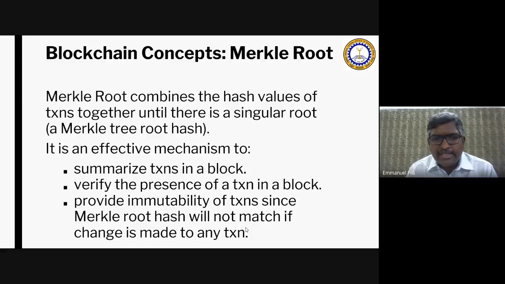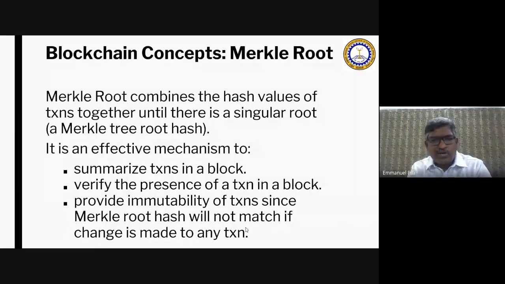It's an effective mechanism to summarize transactions in a block. Different transactions are there, and they have their individual hash values, and you keep on combining the hash values so that finally you get a singular root for the whole tree. That is what is called the Merkle tree root hash. This helps us to summarize the transactions, verify the presence of a transaction in a block, and provide immutability of transactions. That means you can't change those transactions, because the Merkle root hash will not match if any change is made to any transaction. So that is the importance of the Merkle root.